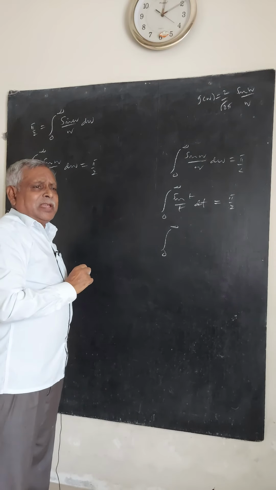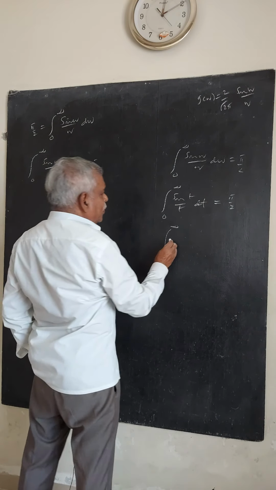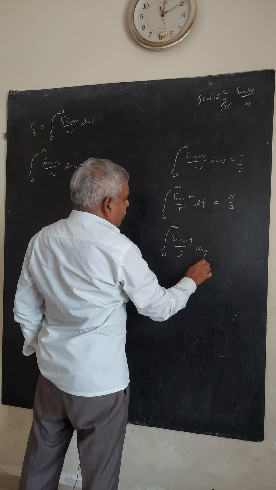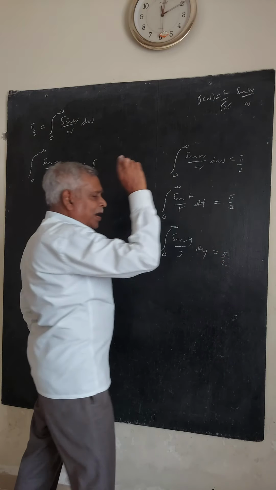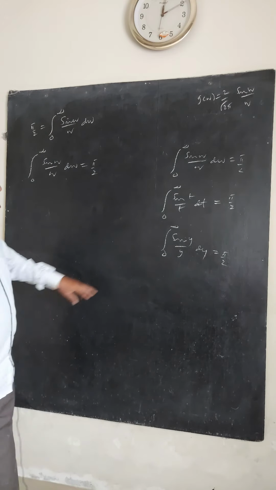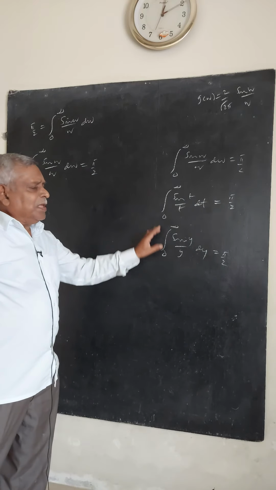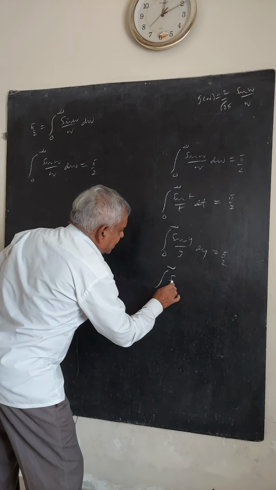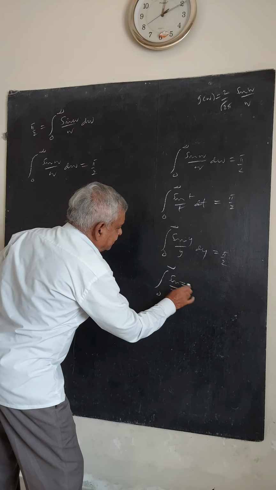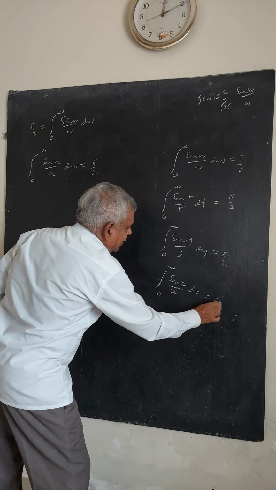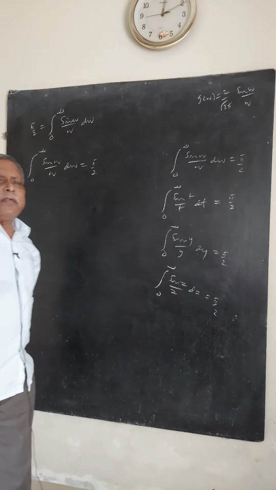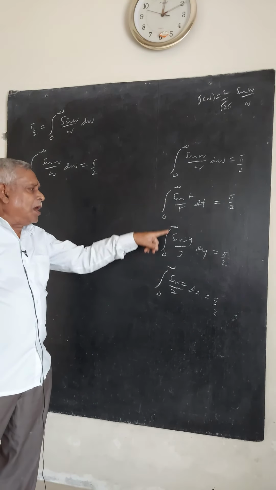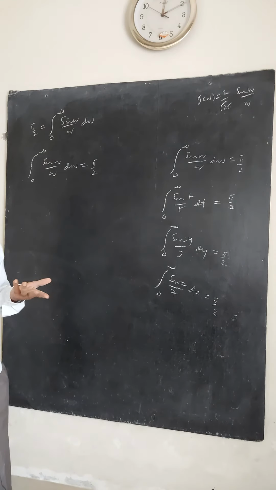Changing of dummy variables: 0 to infinity sin y by y dy equal to the same pi by 2, whatever the places may be. Like this, 0 to infinity sin z by z dz, which is pi by 2. Like this we can change the dummy variable. Whatever they are asking in the examination, in t or y, we can change by dummy variable.